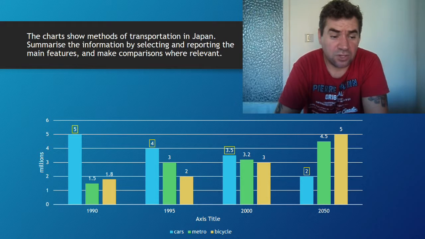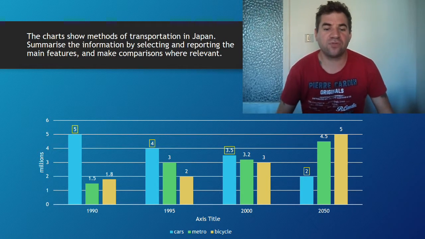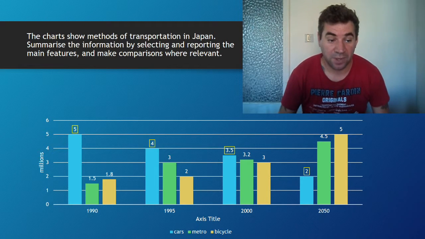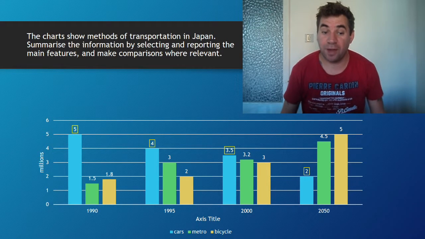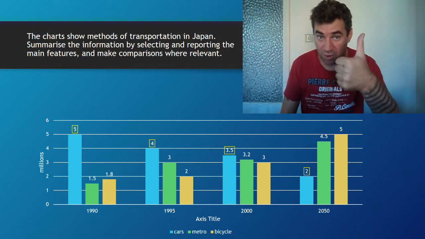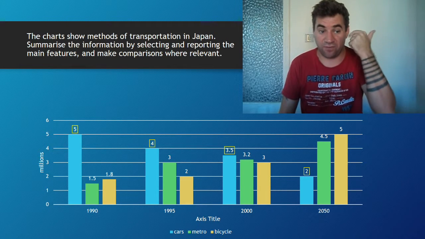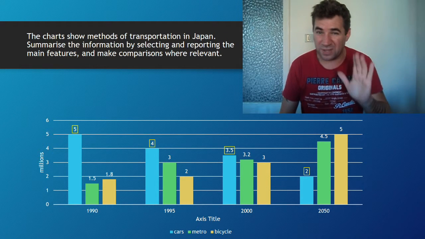The chart shows methods of transportation in Japan. Summarize the information by selecting and reporting the main features and making comparisons where relevant. So once again, we've got to summarize the information we see, we've got to find the main features, and we have to make lots of comparisons. Always the same 3 things.